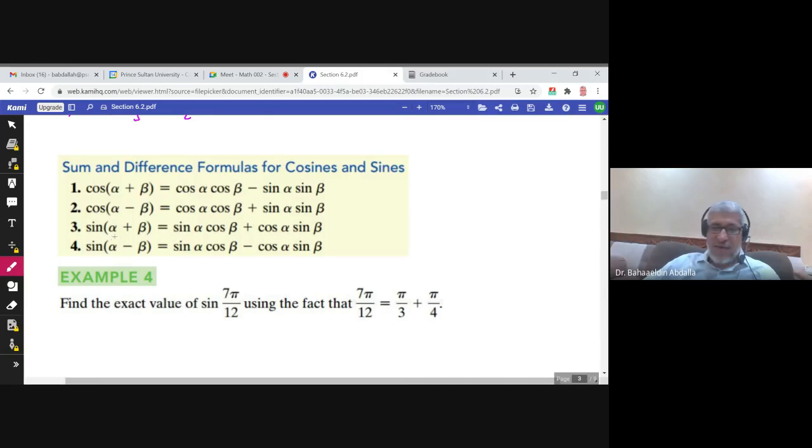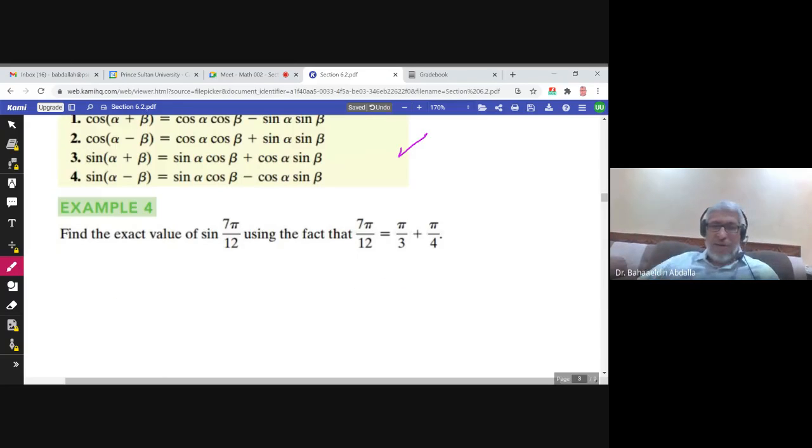So sine alpha, cosine beta, plus the same sign here, plus cosine alpha, sine beta. If you have a minus, you have sine alpha cosine beta minus cosine alpha sine beta. These are the four formulas you need to understand and memorize. And all of the questions in this section are about these formulas.